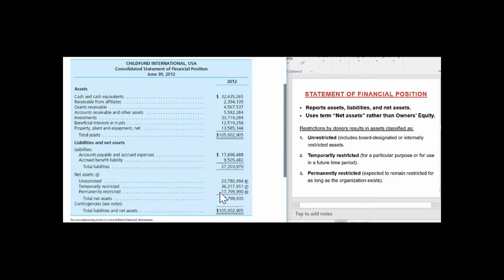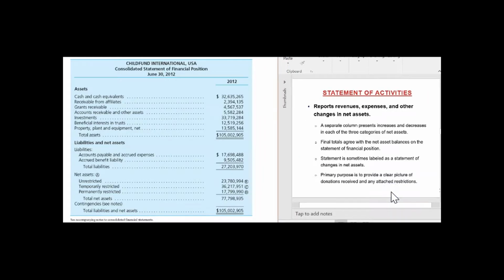On the other hand, permanently restricted net assets are those assets that are expected to remain restricted for as long as the organization exists. So basically they usually don't transfer anything from these permanently restricted funds. Now we will see the statement of activities.